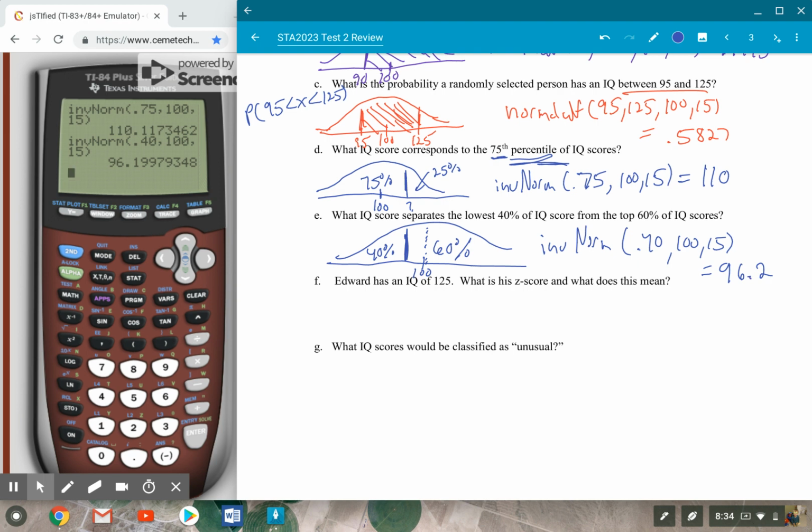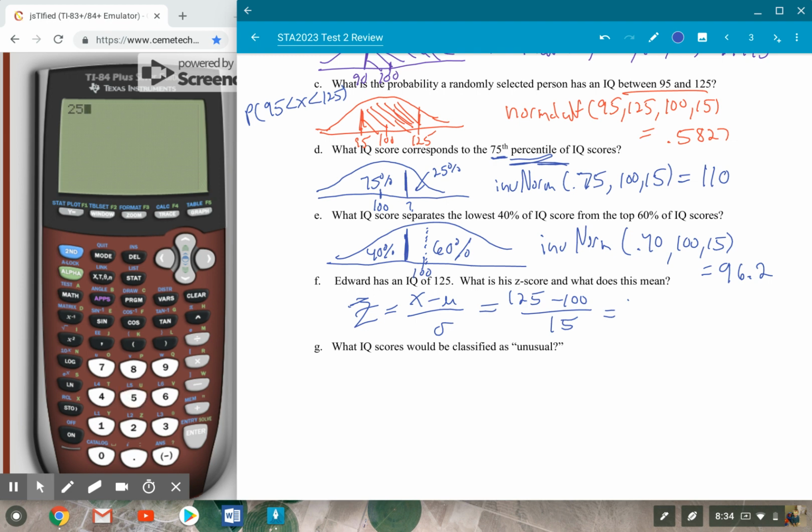On F, Edward has an IQ of 125. What is a Z-score and what does this mean? You'll get the Z-score formula in the test. Z is equal to X minus mu over sigma. Mu is your mean, sigma is your standard deviation. X is your given value, so it would be 125 minus 100 divided by 15. I'm looking at 25 divided by 15.